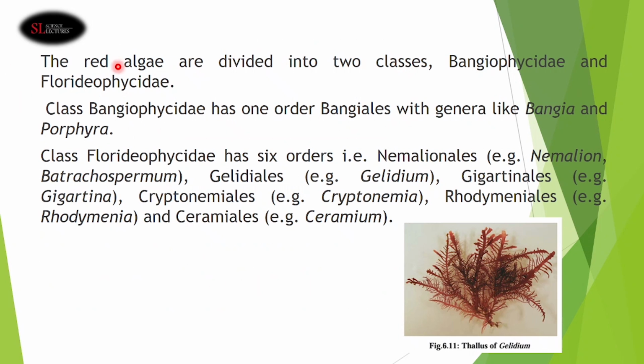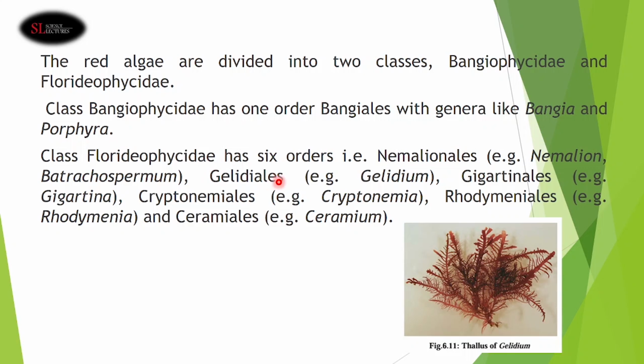So the red algae phylum is divided into two classes, Bangiophycidae and Florideophycidae. Bangiophycidae has only one order, which is Bangiales, and Bangiales has genera like Bangia and Porphyra. Then class Florideophycidae has six orders: Nemaliales, which has Nemalion and Batrachospermum.